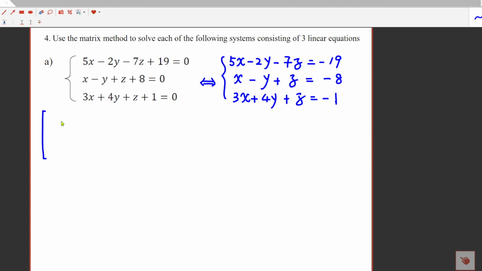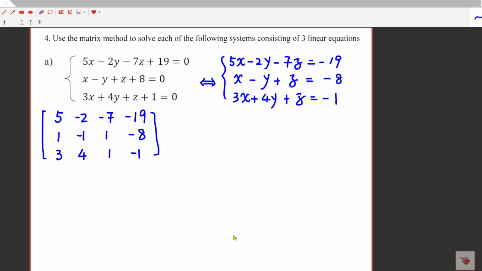Then the corresponding augmented matrix is 5, negative 2, negative 7, negative 19. Remember, we only care about the coefficients of the 3 variables and the constants. The second row corresponds to these numbers: 1, negative 1, 1, negative 8, right? And the third row corresponds to 3, 4, 1, and negative 1, right?